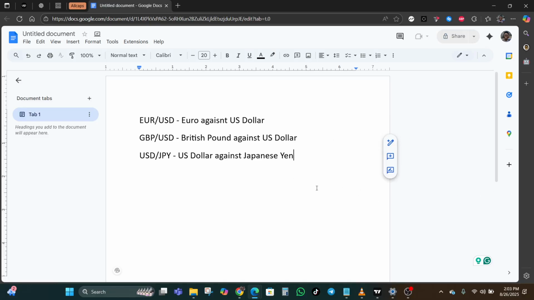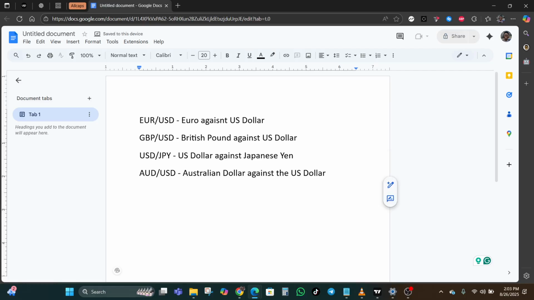Now we also have the AUD USD. This is the Australian dollar against the US dollar. It's influenced heavily by commodities like gold and natural resources.